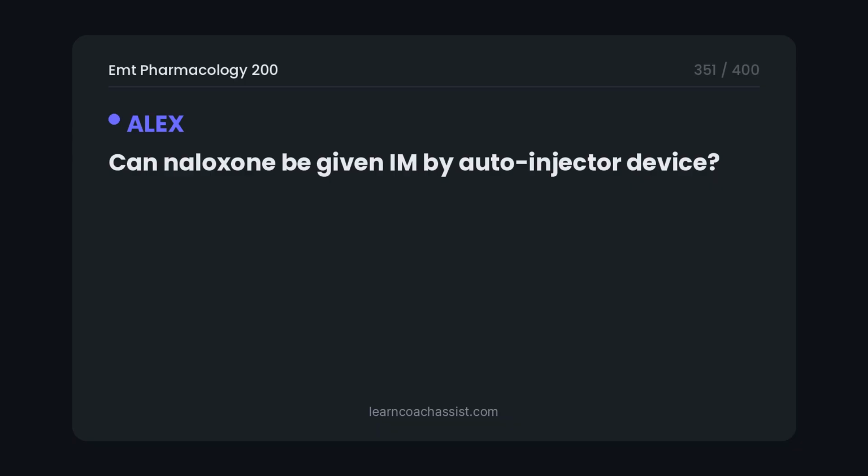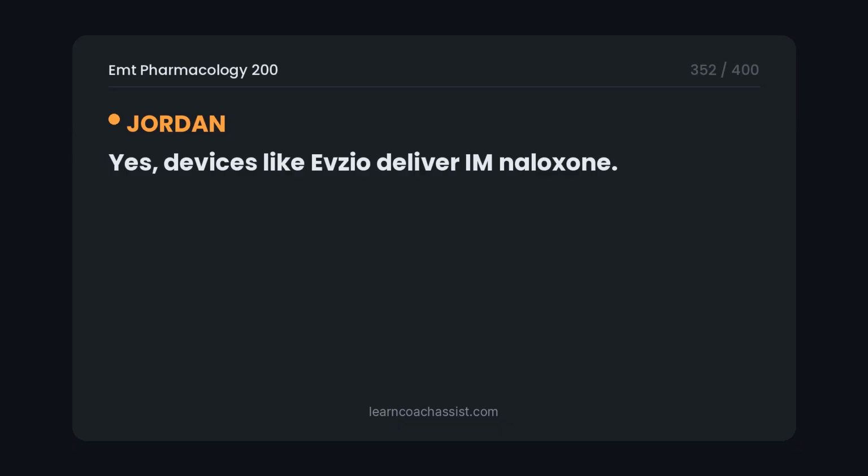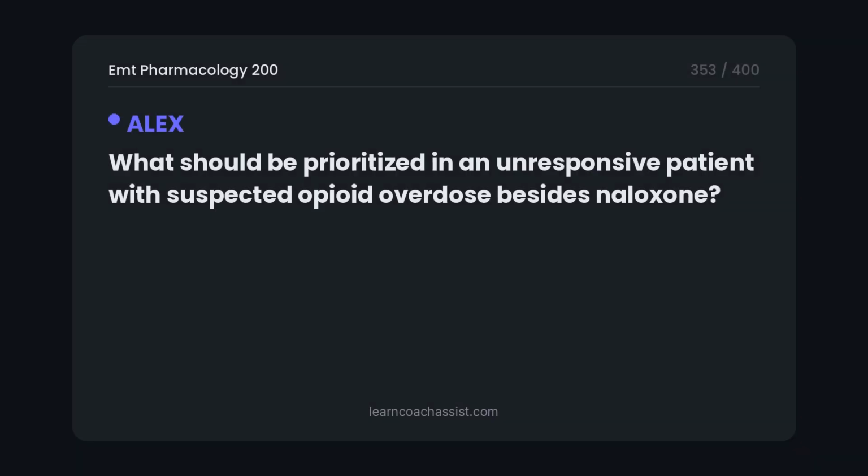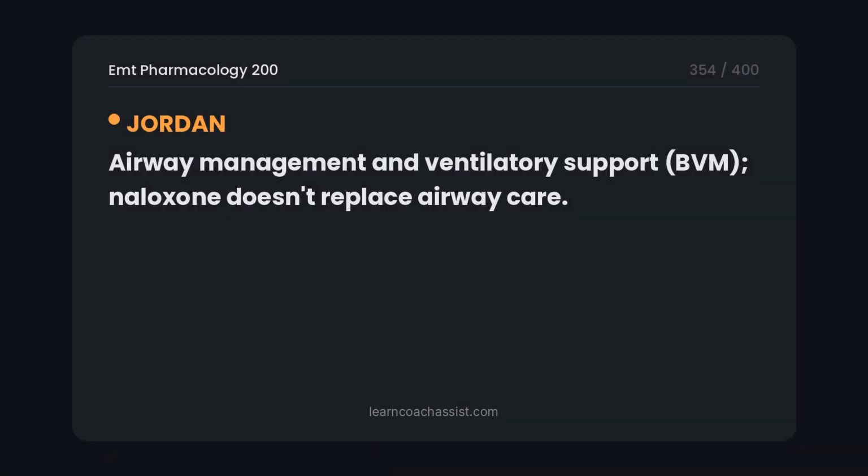Can naloxone be given IM by autoinjector device? Yes, devices like Evzio deliver IM naloxone. What should be prioritized in an unresponsive patient with suspected opioid overdose besides naloxone? Airway management and ventilatory support, BVM. Naloxone doesn't replace airway care.